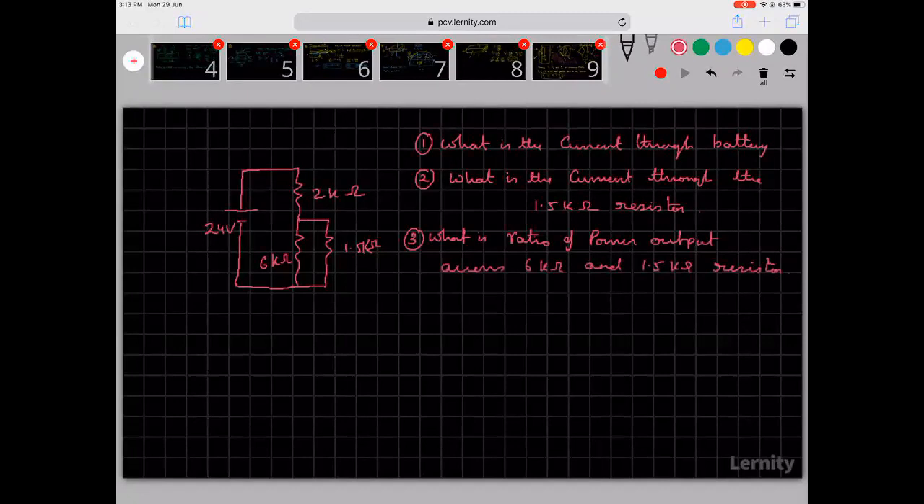First one, what is the current through the battery? Second one, what is the current through the 1.5 kilo ohm resistor? What is the ratio of power output across the 6 kilo ohm resistor and the 1.5 kilo ohm resistor? Some of these are very simple. Some of them may take a little bit of working from your side.